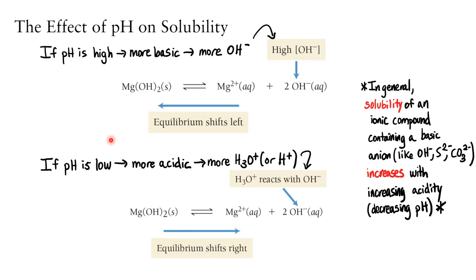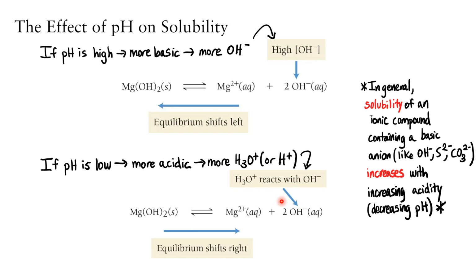If your pH is low, that means you're more acidic, right? So what that means is you're adding more H3O plus, or H plus. If you're adding more of that, what's going to happen? Well, if you have OH minus in your solution and you have H plus floating around, what does H plus do with OH minus? It makes water, right? So H3O plus is going to react with OH minus, whatever you want to call it. Bottom line is now you're decreasing the amount of OH minus that's in your solution.